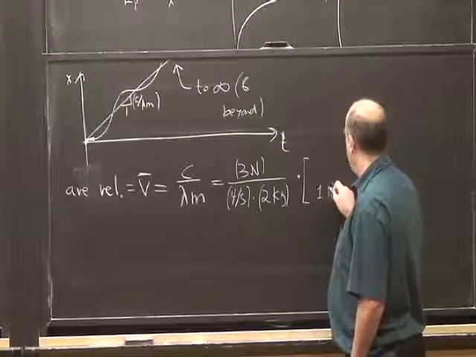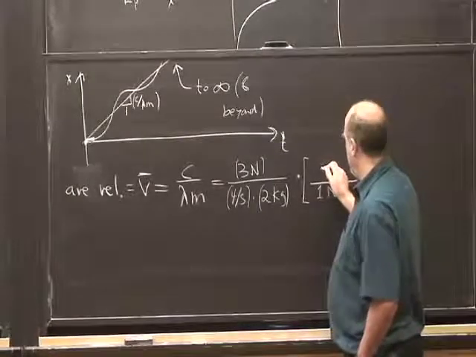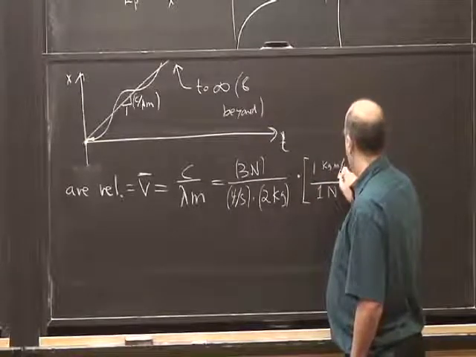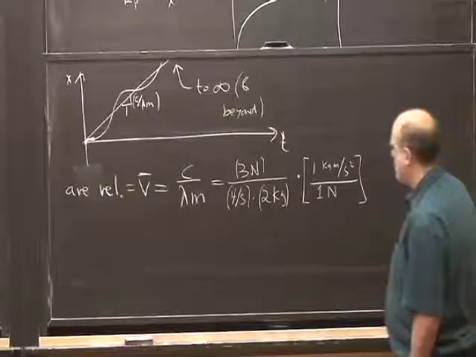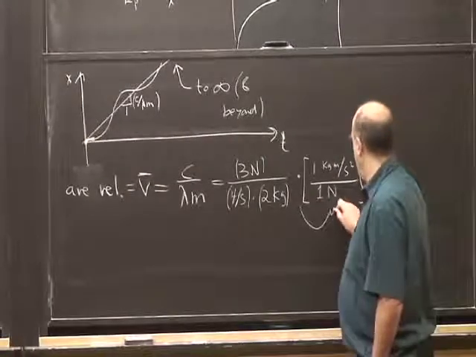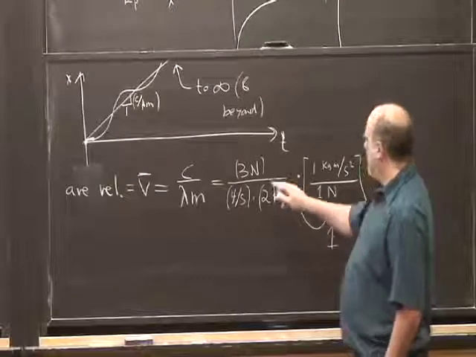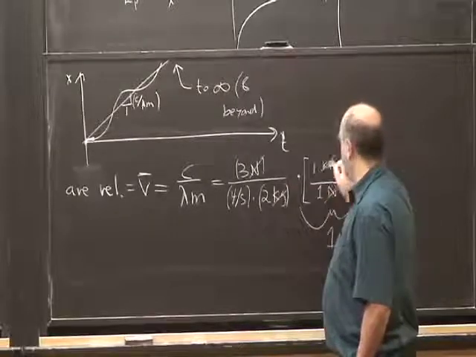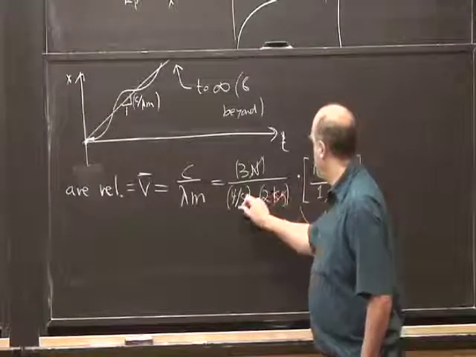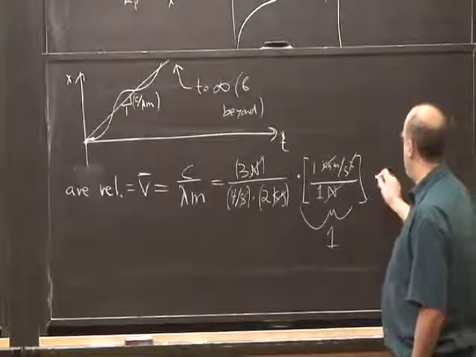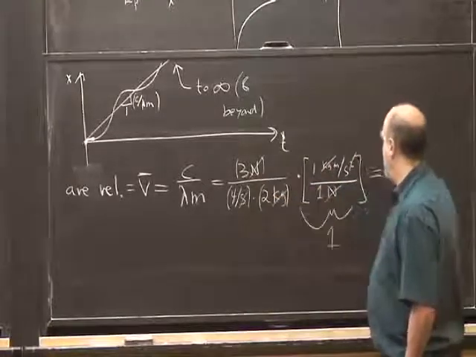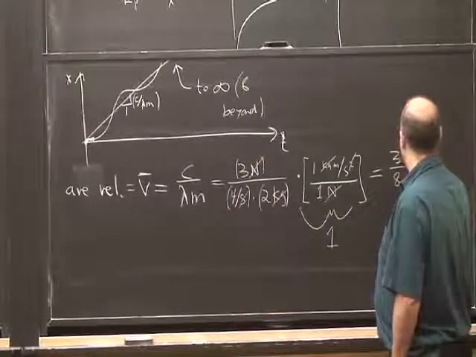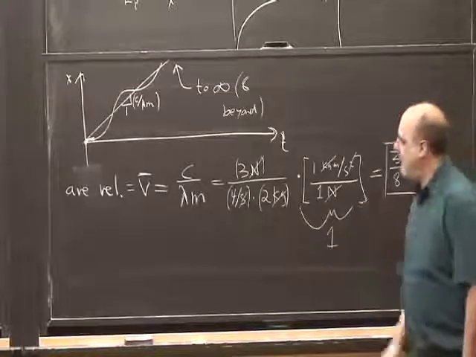It just doesn't help us work things out. The right kind of 1 here is to put 1 newton on the bottom, and on the top we put 1 kilogram meter per second squared. So this whole quantity is 1. Newtons cancels newtons, kilograms cancels kilograms, the second squared cancels the second, and we're left with meters per second. So we have 3 divided by 8 meters per second. That would be the average velocity.